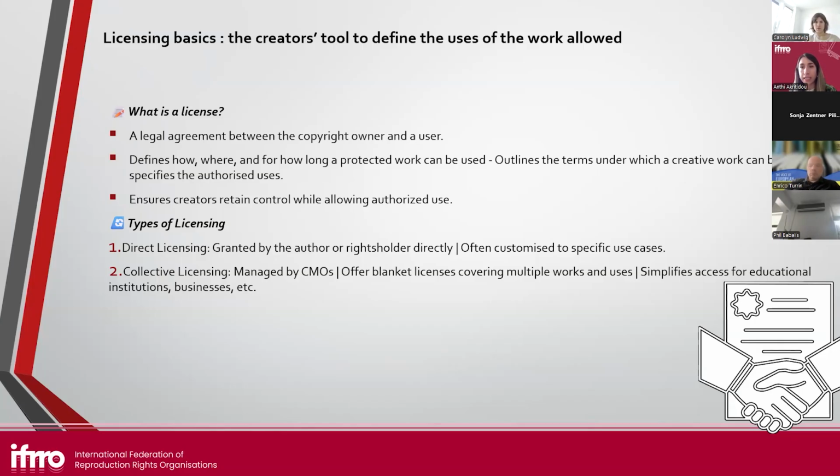There are two main types of licensing. We have direct licenses. This is when permission is granted straight from the author or the right holder. It's often tailored to a specific use case like a school play, a research publication, or a podcast. And we have collective licensing, which is managed by collective management organizations, as we mentioned before, or RROs. They handle rights on behalf of multiple creators, and they offer blanket licenses. This makes it easier for institutions like schools, universities, and businesses to access a wide range of content without negotiating individual agreements for each work, because otherwise you would need to go to completely different rights holders and ask for permission, which, as we can understand, is a bit time-consuming.